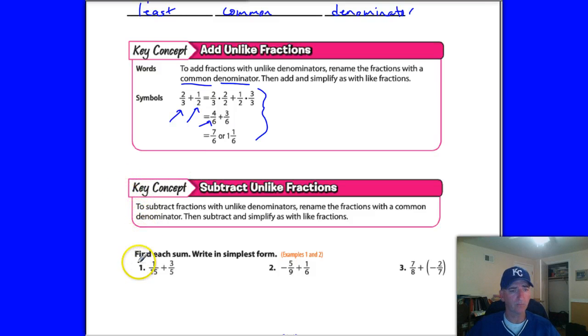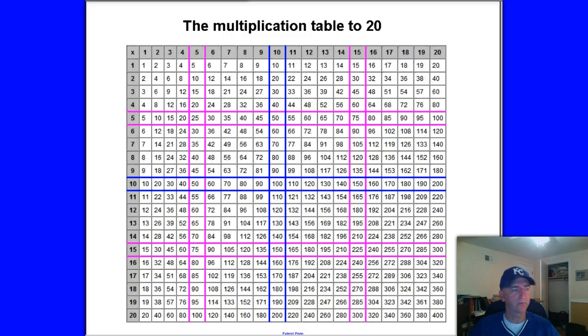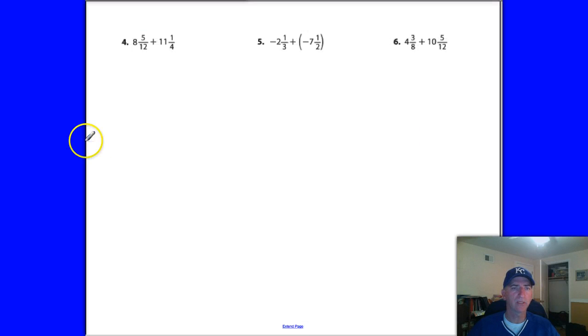So 1, 2, and 3, those are actually questions we've already done, so I'm not going to take time in the video for this. I want to get on into the mixed numbers. So this is a quick way to get through the first page. Turn your paper over and you won't see this, but I'm going to refer to the 20 by 20 times table. When you do any addition or subtraction, since we're not using calculators, this can be a big help. I will show you how to use that in questions like this.